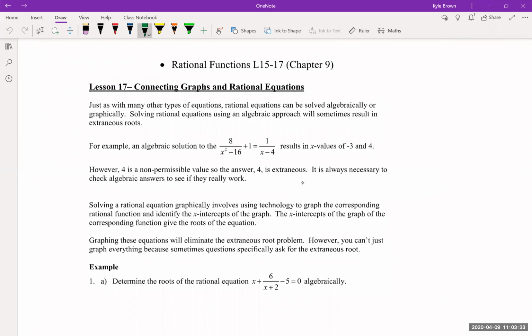All right, so lesson 17, connecting graphs and rational equations. Last lesson we talked about where asymptotes were and where points of discontinuity were, and how to find them and create the graphs.